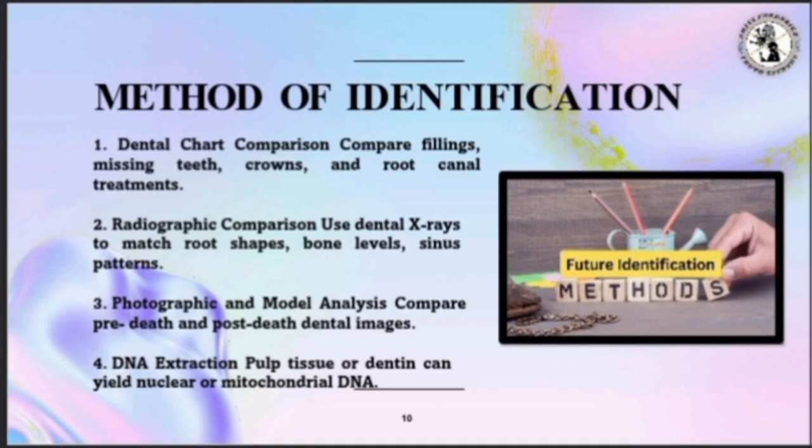Method of identification. Dental chart comparison: compare fillings, missing teeth, crowns, and root canal treatment. Radiographic comparison: use dental x-rays to match root shape, bone level, and sinus patterns. Photographic and model analysis: compare pre-death and post-death dental images. DNA extraction: pulp, tissues, or dentine can yield nuclear or mitochondrial DNA.